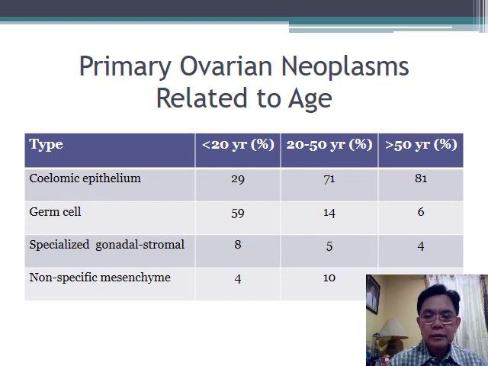So this table shows to us that based on the type of epithelial ovarian cancer, age is also a strong factor. Just like epithelial ovarian cancers are most common in women more than 50 years of age. On the other hand, germ cell tumors are common among women less than 20 years of age. Gonadal stromal tumors are also more common among women in the older age group.